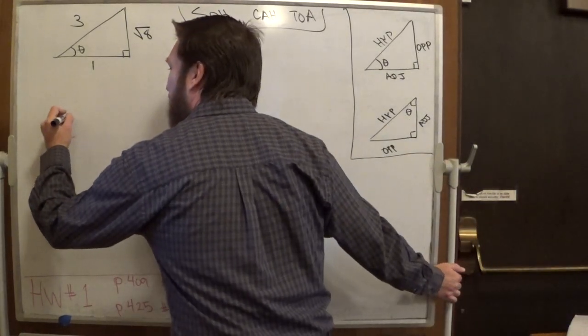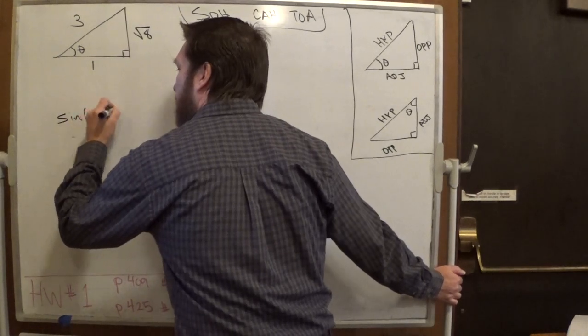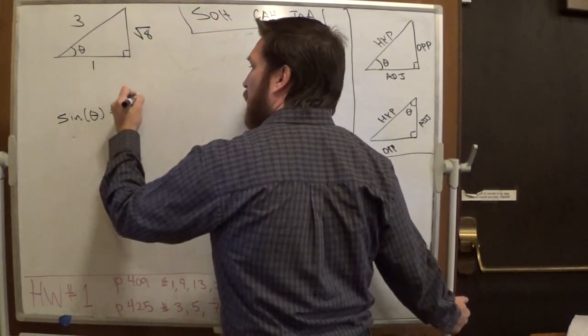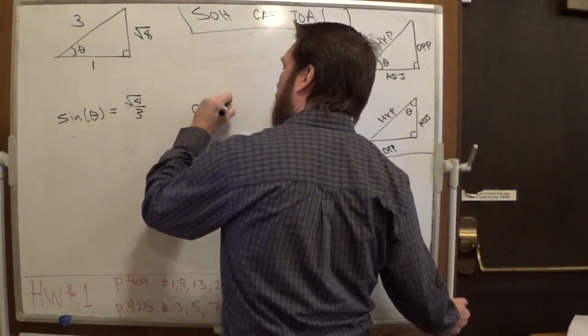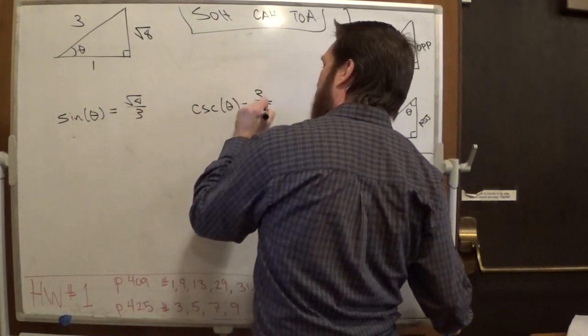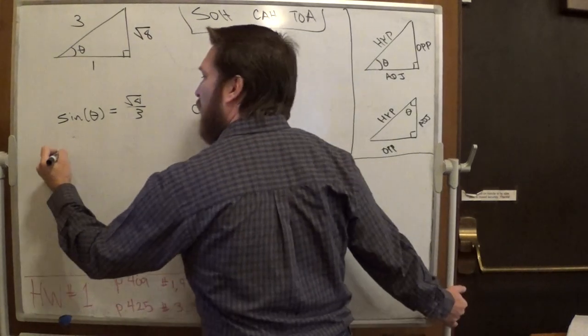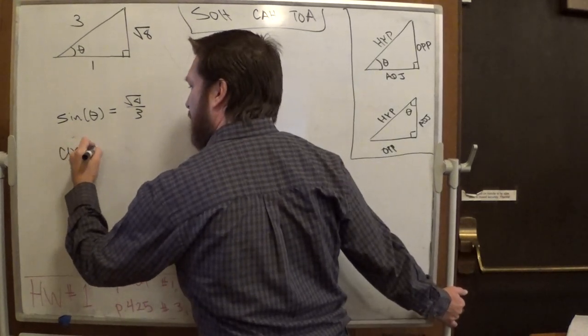So, what's sine theta? Root 8 over 3. So what's cosecant theta? 3 over root 8. Okay. What's cosine theta? 1 over 3.